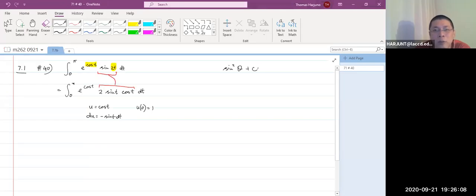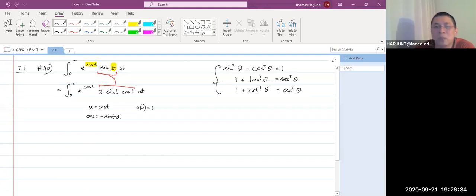Things that you need to memorize: sine squared theta plus cosine squared theta equals 1. Then 1 plus tangent squared theta equals secant squared theta. And then 1 plus cotangent squared theta equals cosecant squared theta. That's the Pythagorean identity.